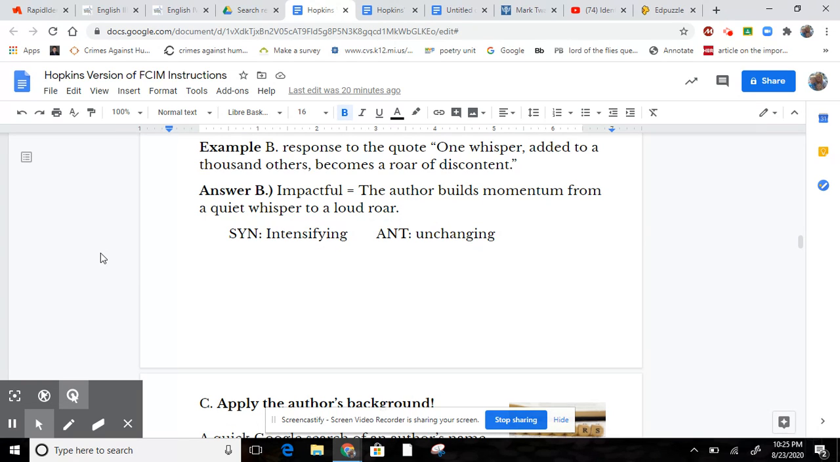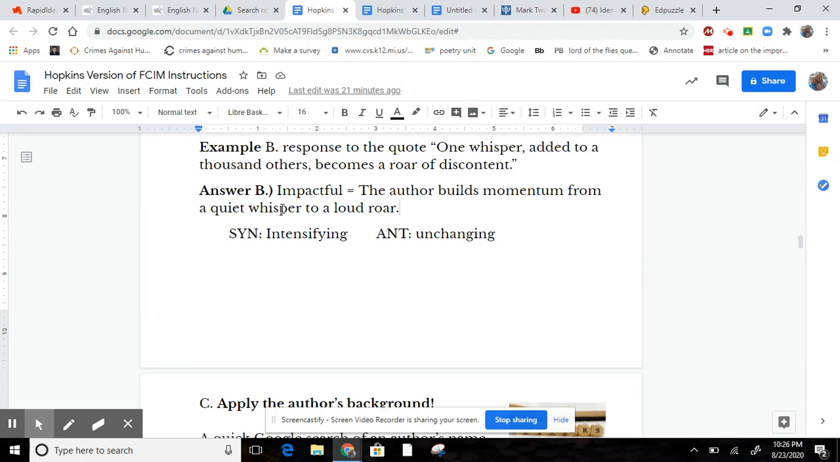So here's the example answer for just part B. As a response to the quote for part B, one whisper added to 1,000 others becomes a roar of discontent, your answer would look like this. The first word that I would choose to describe how the author seems to be feeling about this quote as a whole is impactful, because the author builds momentum from a quiet whisper to a loud roar. So he feels like he wants to make a difference, impactful, making a change.